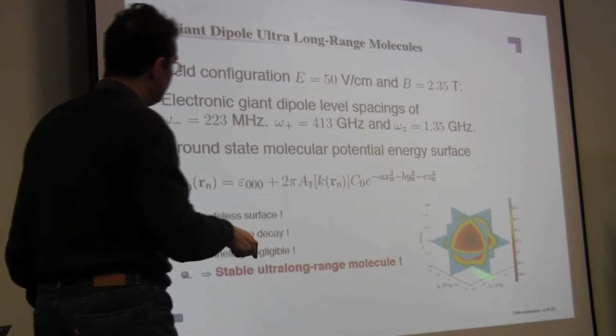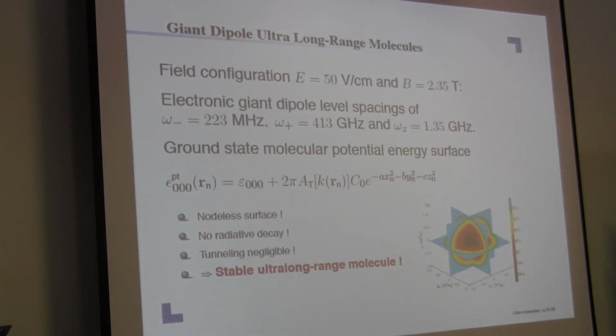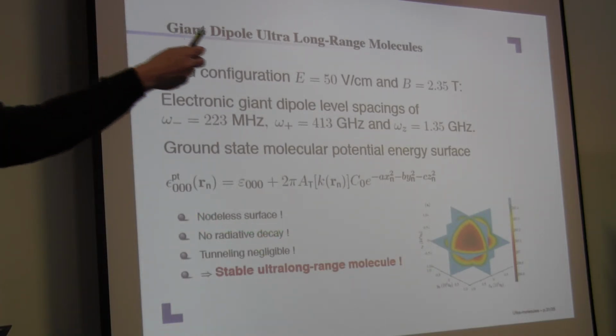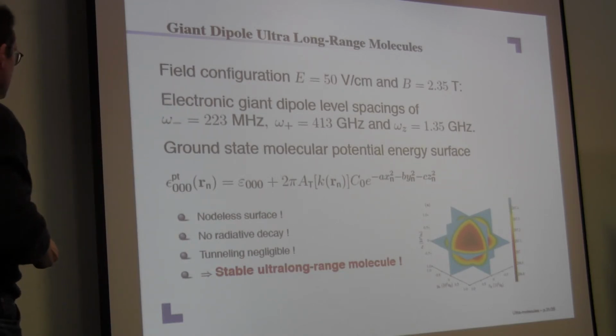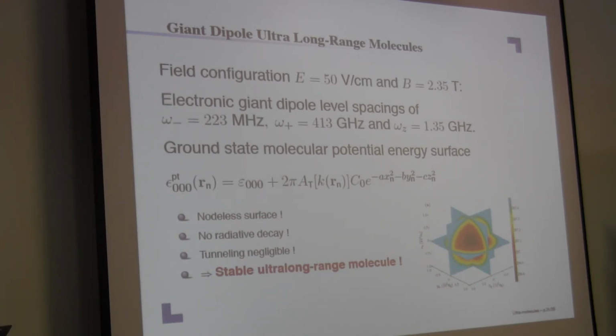But the difference here to the normal or trilobite or whatever states, there are many differences. This has only 1 minimum, but it cannot decay radiatively. There's no radiative decay in the outer well. This system, if there are no collisions with others, lives forever. Tunneling is negligible for this. So this is stable, ultra-long-range molecules, decentered. It is a nodeless surface. So it's a trapping of a neutral in this decentered state.